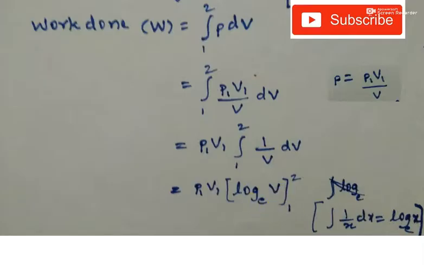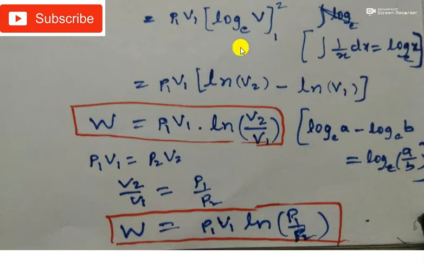So this can be further written as log e. So apply the limits, upper limit and lower limit. So this log e is nothing but ln we know, and the upper limit is 2 and the lower limit is 1, meaning it is ln V2 upper limit minus lower limit ln V1. So from that we can write W is equal to P1 V1 ln V2 by V1.